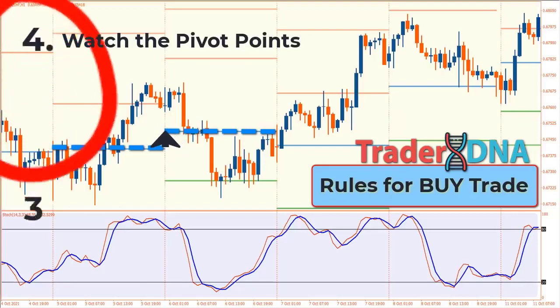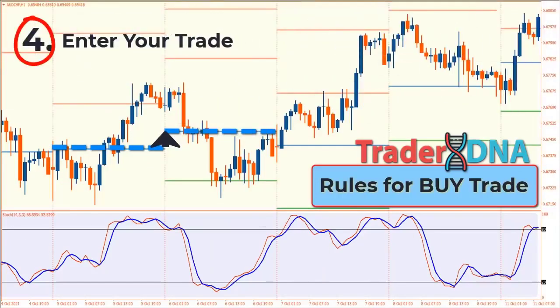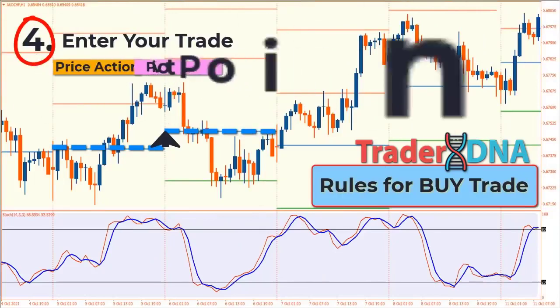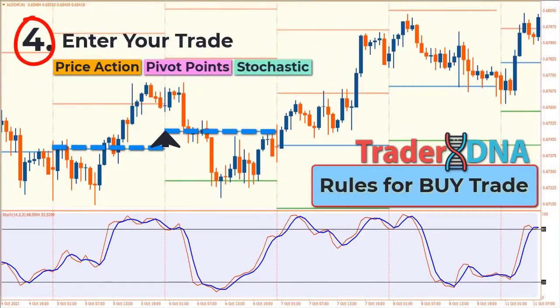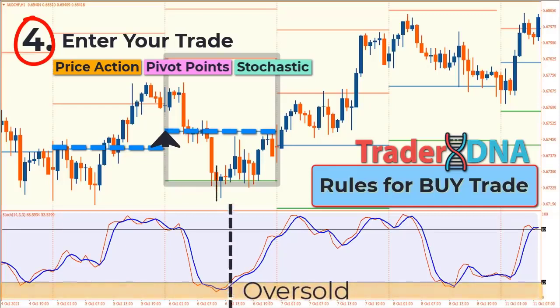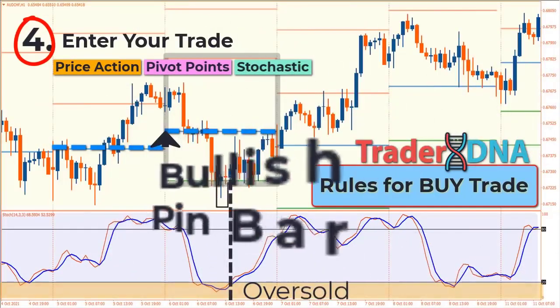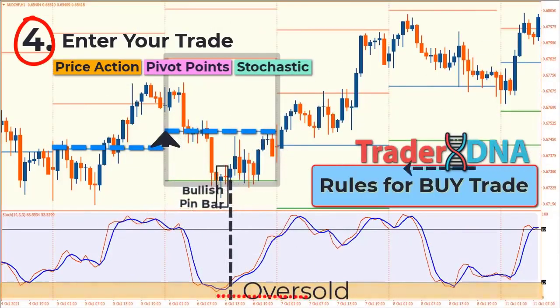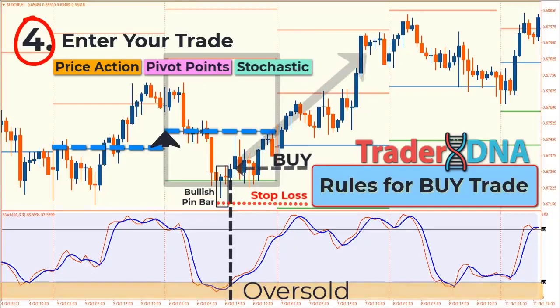Step number 4. Enter your trade. Considering price action, pivot points, and stochastic oscillator, all you have to do is to pinpoint your entries around pivot point, support 1, and resistance 1 levels. Enter your long trade when the stochastic oscillator is oversold, or below 20, but is starting to reverse upwards. As soon as your entry order has been filled, make sure to place your target and stop loss orders.